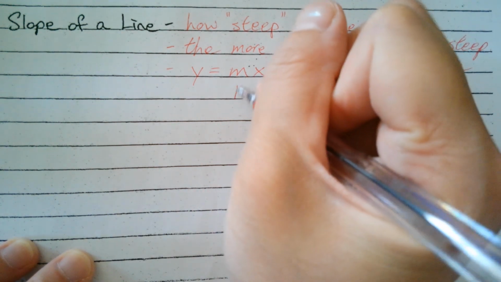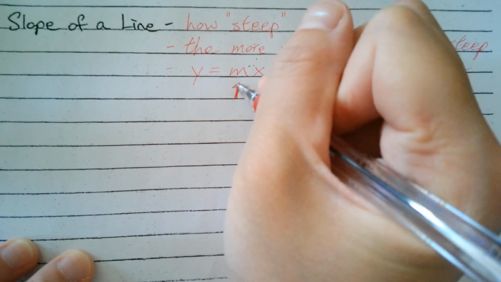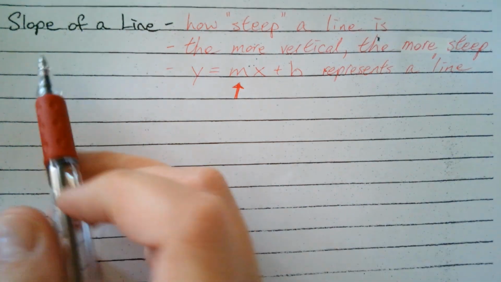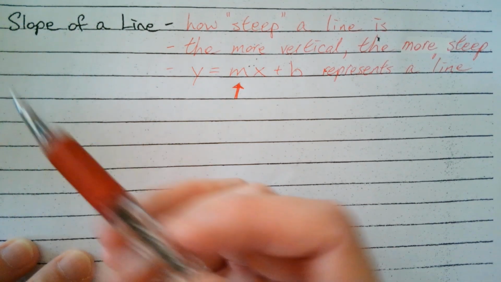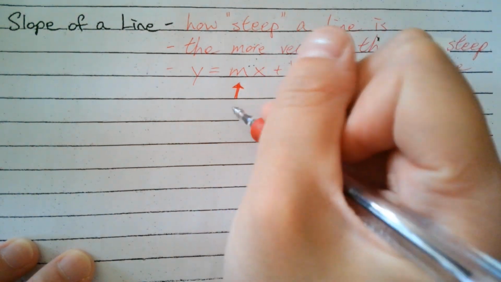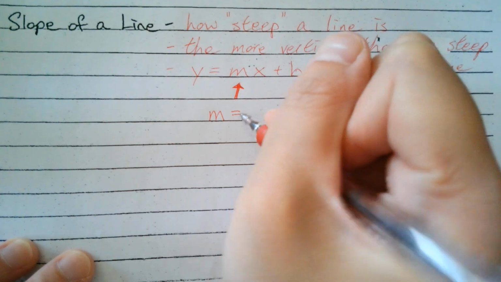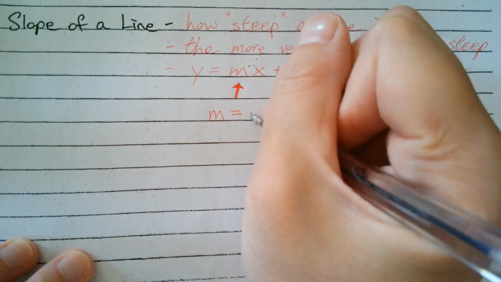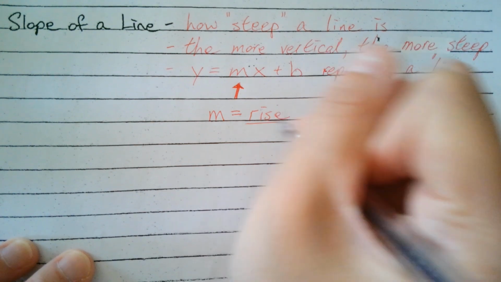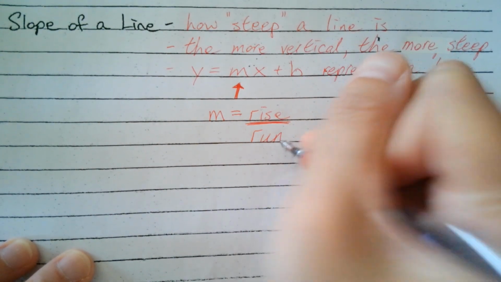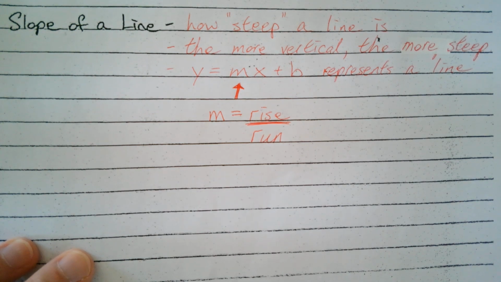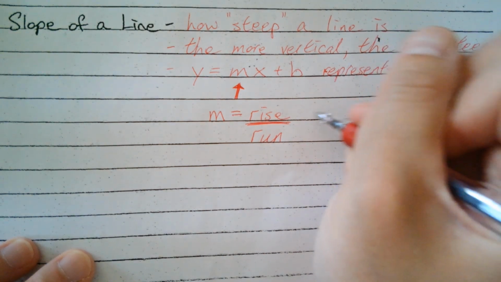Which letter represents slope? Or Bella? M. Yeah, so M. Can't you see the M in the spelling of slope? So M stands for slope, and since it's the steepness, it's rise over run. Good. So the M is the abbreviation for slope, and it's rise over run.